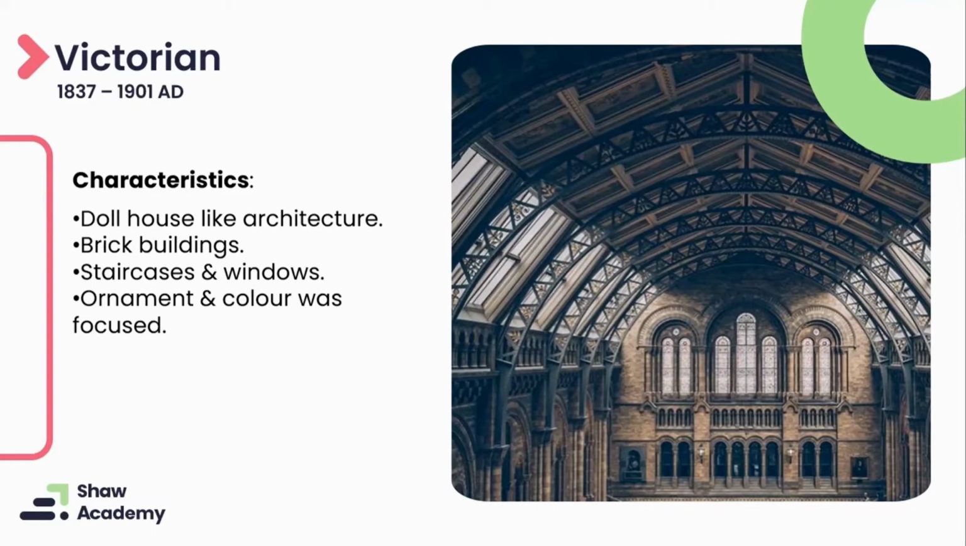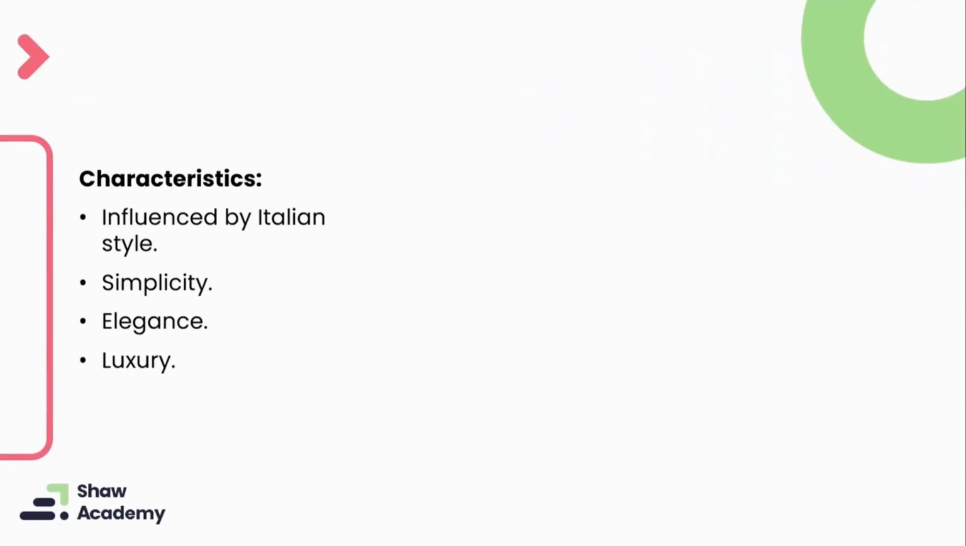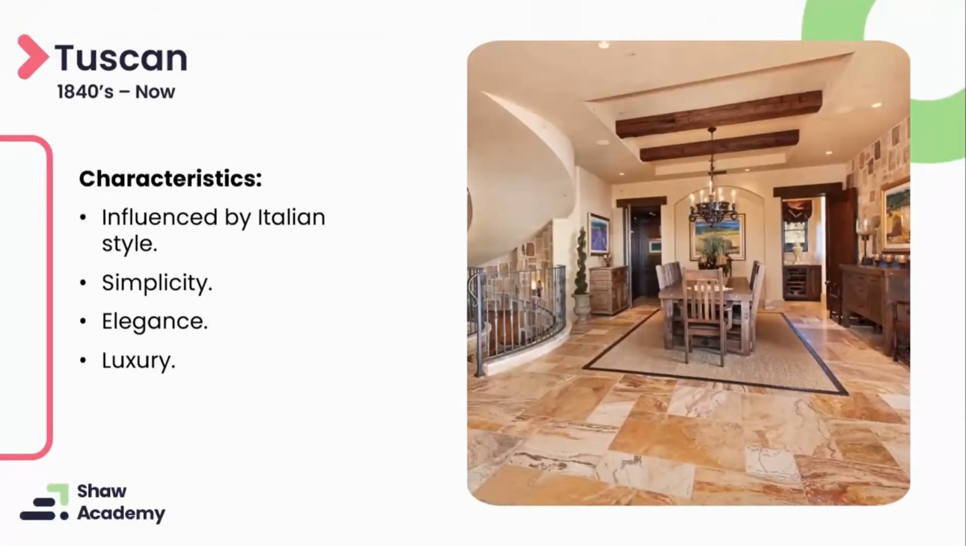That being said, we move on to our next era, the Tuscan era. The Tuscan style is all in its name, dating from the 1840s to the current period. This style is still in use today. It's heavily reliant on the simplicity, the elegance and the relaxed feel of the Italian style to date.